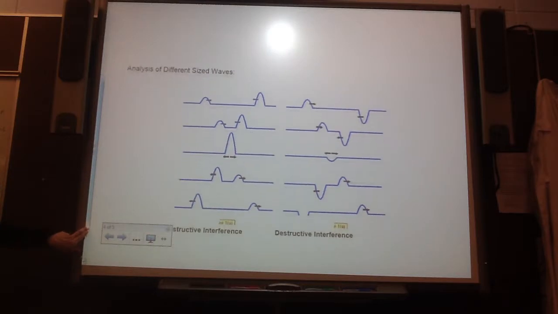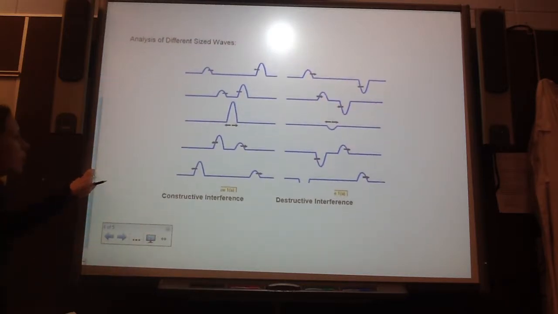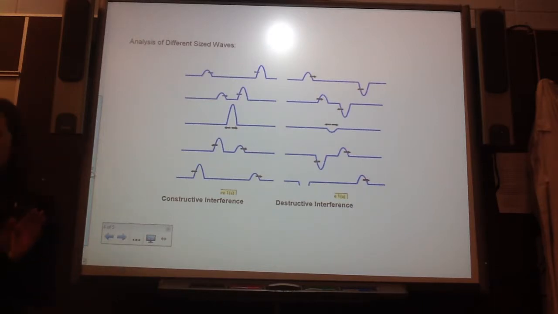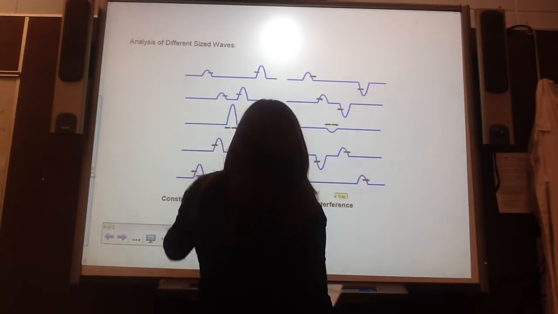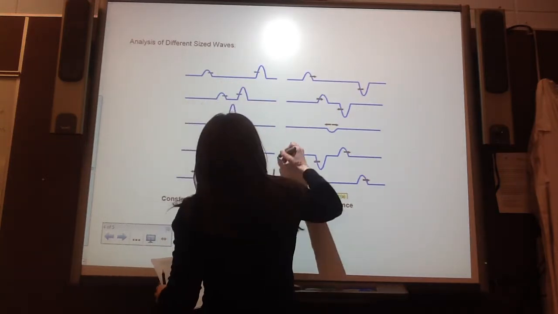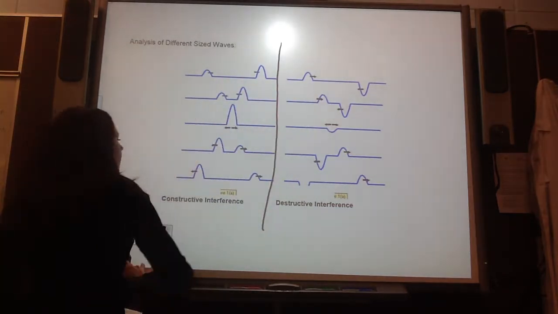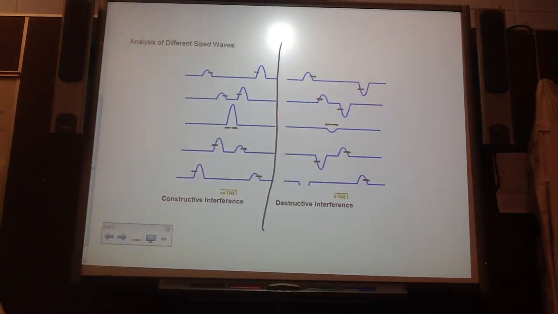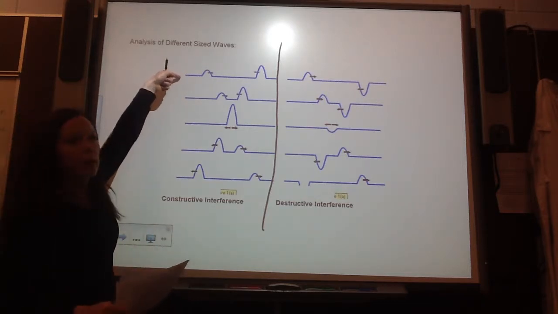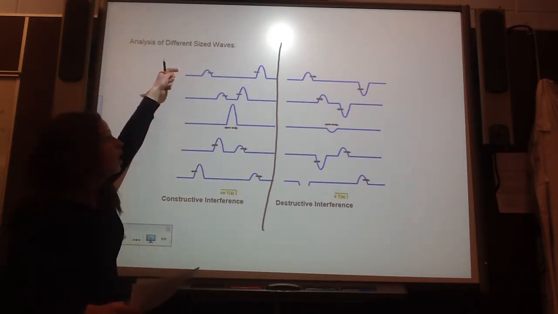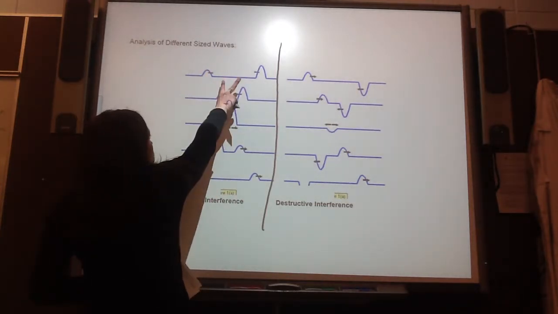So now you have this picture of a little analysis of different size waves. So let's just look at one of these diagrams at a time. So let's look at the left-hand side. So these are two different situations. So right now on the left-hand side, we're looking at constructive interference. And it's going through chronological order, starting with this one happening first. So what we have is two waves coming toward each other.